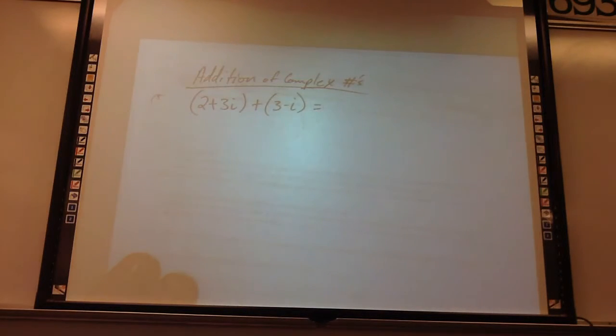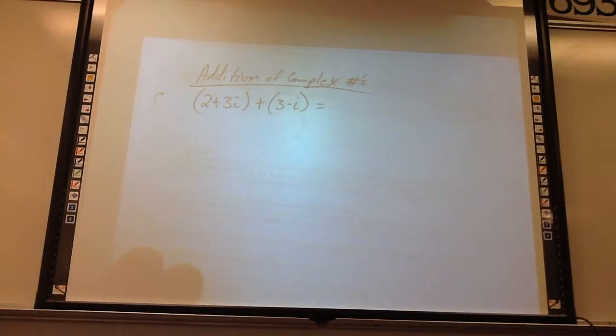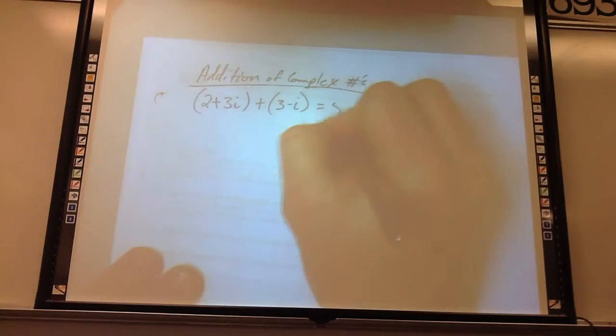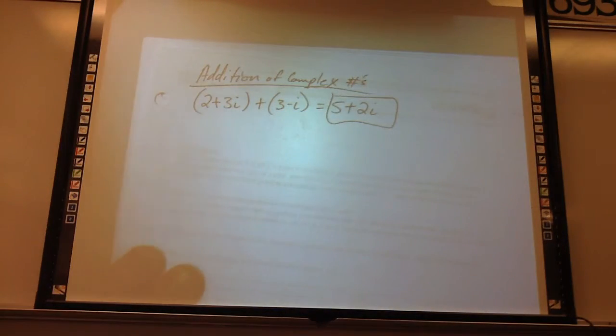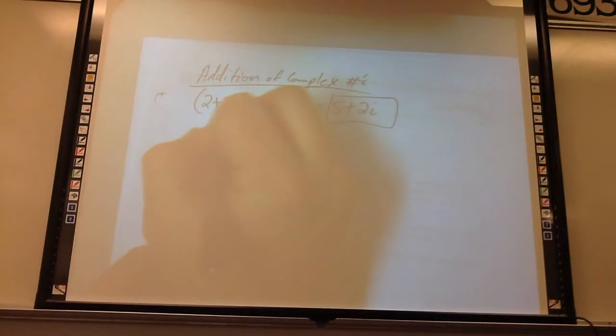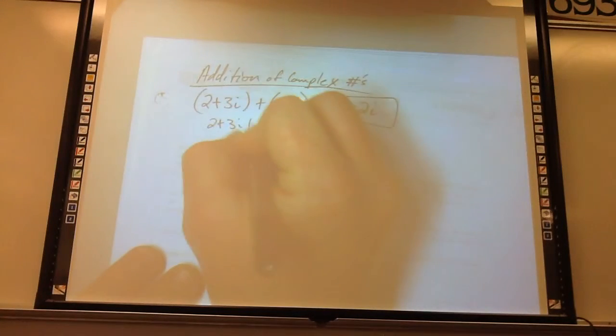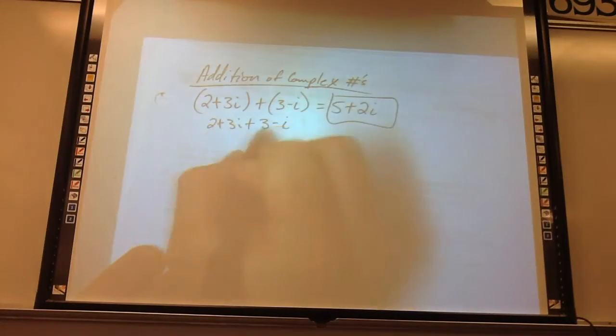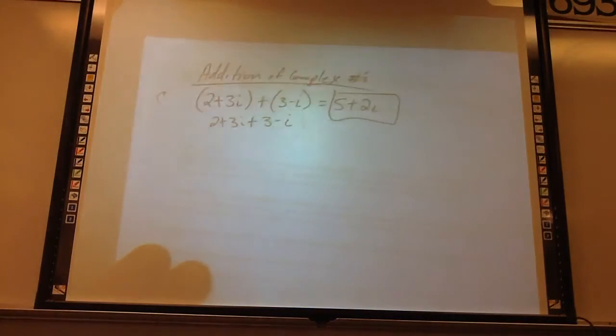If you want to add complex numbers, it's really easy. I bet you can guess what the answer is. 5 plus 2i. It is 5 plus 2i. It's that easy. It's just combining like terms, basically. It's just 2 plus 3. You don't even really need the parentheses, it's just there to separate them. 2 and 3 is 5. 3 and negative 1 is 2. That's it.